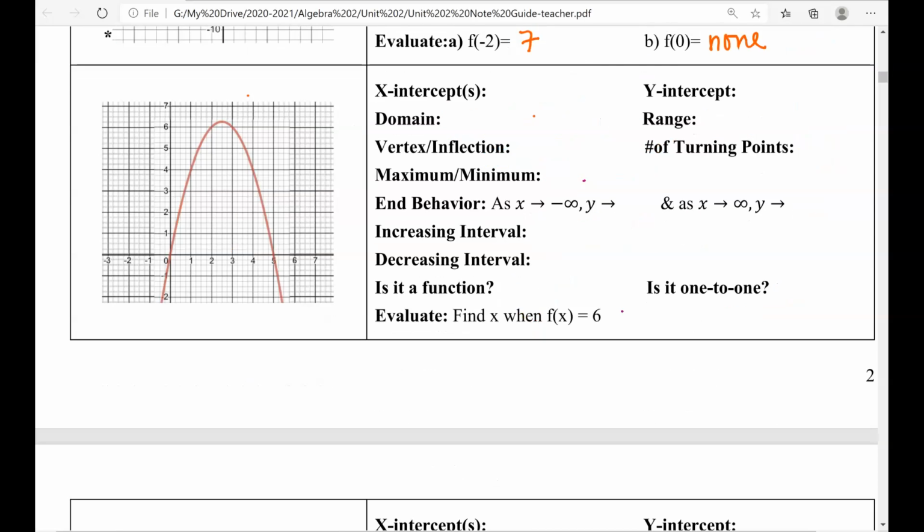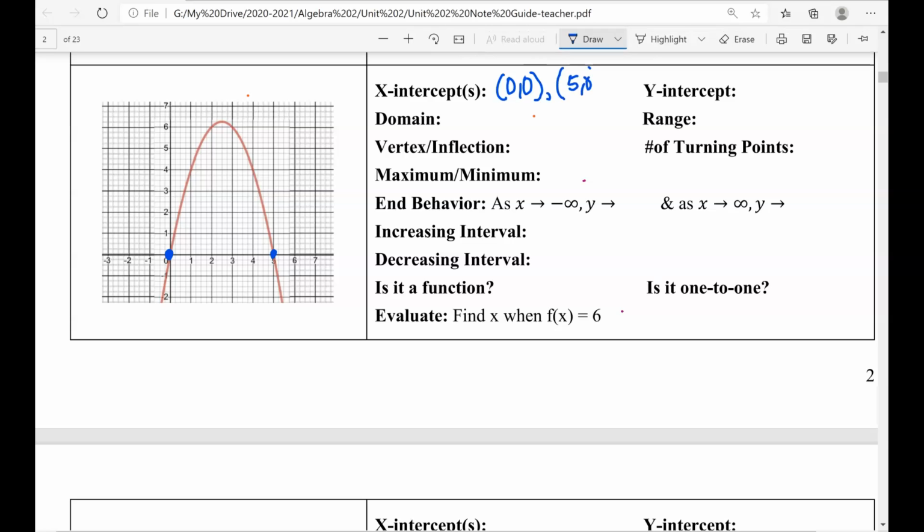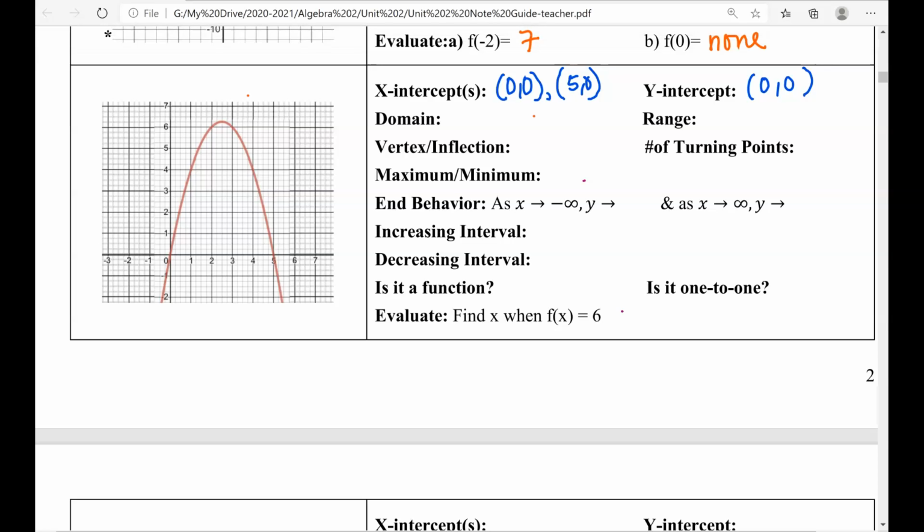So same thing, let's find the x-intercept. We have 1 at 0 and 1 at 5. So we write (0, 0) and (5, 0). The y-intercept happens to be at the origin, so we can copy that (0, 0) back down. Your domain by now, hopefully you guys know that this is all real numbers, or in interval notation goes from -infinity to positive infinity. Range, this is a little bit trickier, so let's see where the highest y value is.